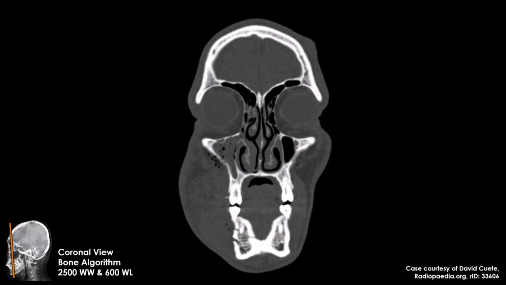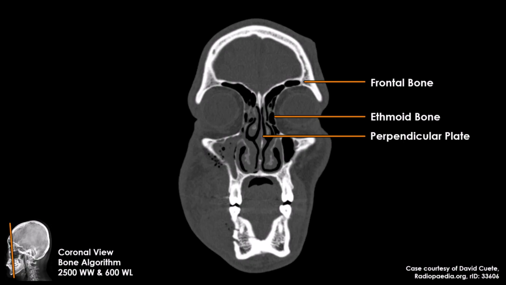Once again, starting at the top of the image. This is the frontal bone. It contains the frontal sinus and forms the supraorbital margin. That's the upper edge of the bony orbit. This, of course, is the ethmoid bone. It contains the ethmoid sinuses and you can see forms part of the medial orbital margin. This thin bone is again the perpendicular plate, which extends inferiorly from the ethmoid bone to form the upper half of the bony nasal septum. The lower half of the bony nasal septum is formed by the vomer.